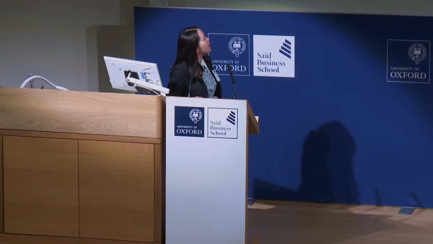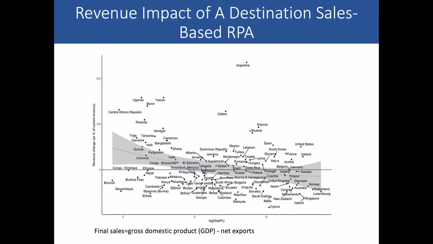So what can you see from the revenue consequence of moving to a destination-based RPA? I have to say this is still work in progress, so please don't quote us on the specific numbers. But here it shows the revenue impact for all countries in our sample ranked by their log of GDP per capita. Countries here are lower income countries, compared to, say, the Nordic countries and the US, which are high income countries. The vertical axis shows the revenue change when moving to an RPA as a percentage of current CIT revenue. So what can you see?